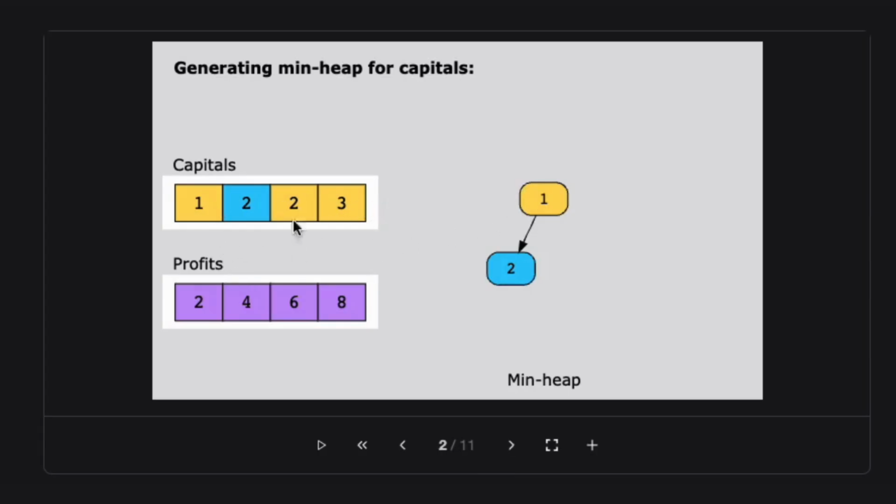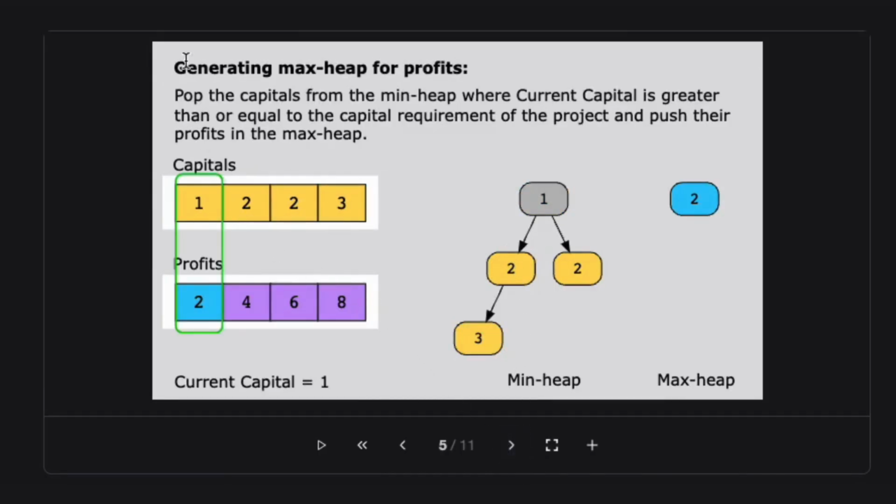all of the capitals. So we have 1, we kept 1 here. Remember, in a min heap, the parent node is less than the child node, right? So let's continue. So in a min heap, we have 1 here, we have 2 and 2, then we added 3 here. So notice that the parent node is always less than the child node, and we are appending our capitals. Then, to generate the max heap for profit, we are going to be using the 2 heaps to check what is the highest profit that I can get with a capital.